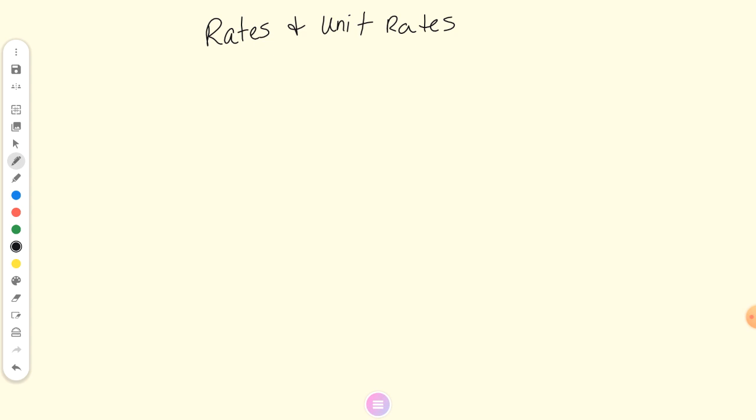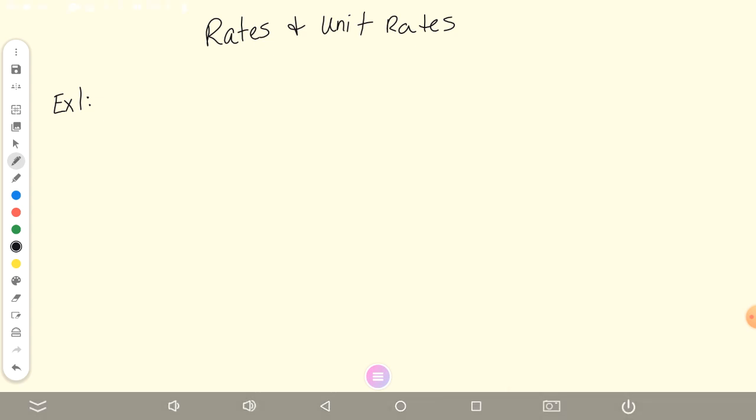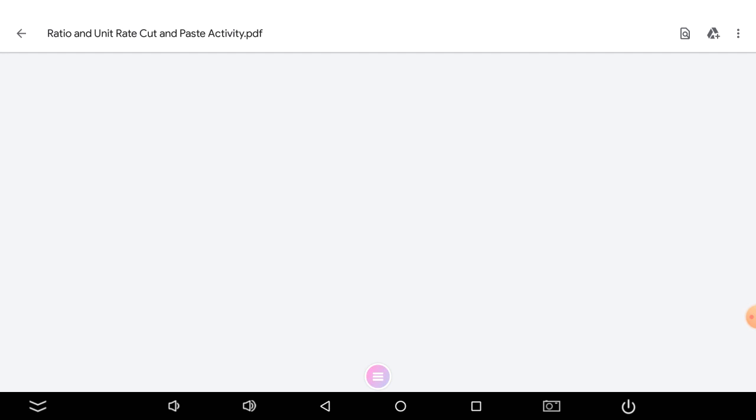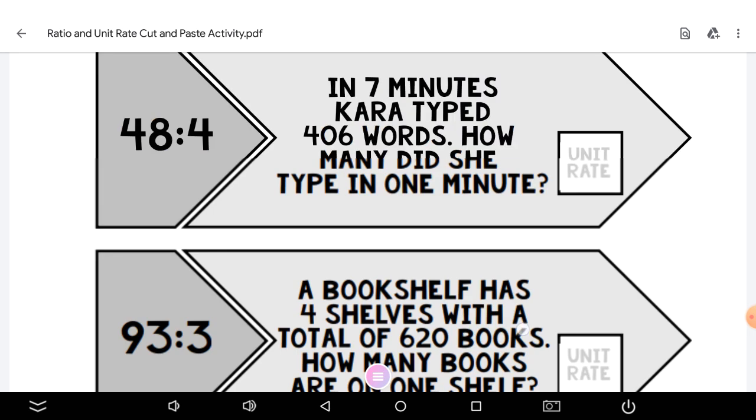Okay? So on your worksheet, title it Rates and Unit Rates, and then put example 1. Now, for problems, I just pulled up something I already had in my drive. I'm just going to scroll till we find one. I already had this, and it's called Ratio Unit Rate Cut and Paste Activity. I just needed some examples. Let's do whatever one pops up. Unless it's the blank answer key.